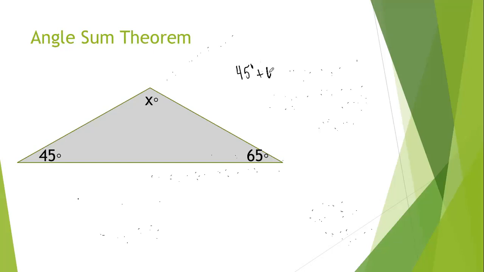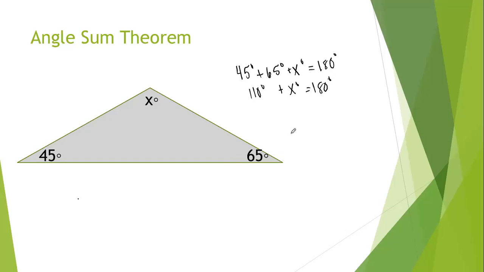So I know that 45 plus 65 plus that x should equal 180. So do it before me. Do it before I finish. Get your answer now so you can check yourself. So I would add the two angles that I do know, 45 plus 65. Gives me 110 degrees plus x degrees equals 180 degrees. And then I would have to subtract 110 from 180 to find my missing angle.